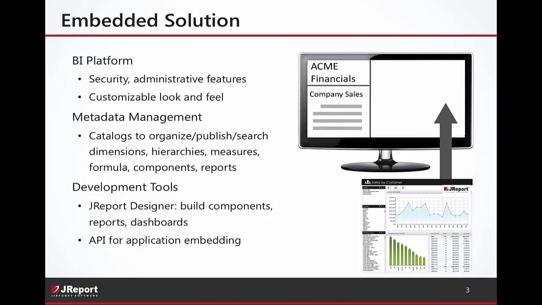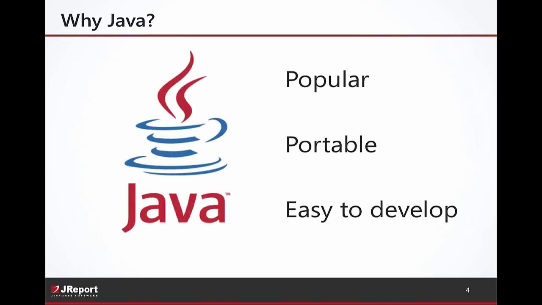So we're written entirely in Java, and we have an extensive Java API where Java applications can call our APIs directly to control the functionality of JReport Server. So what is it about Java? What's the big deal with Java? Java is arguably the most popular programming language out there. It's also very portable, meaning that it runs on any platform.